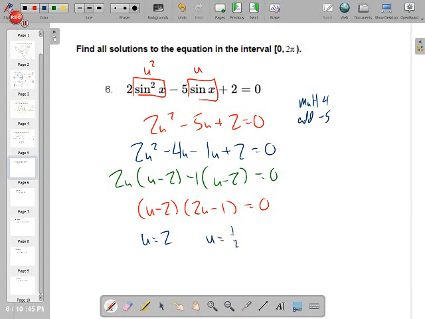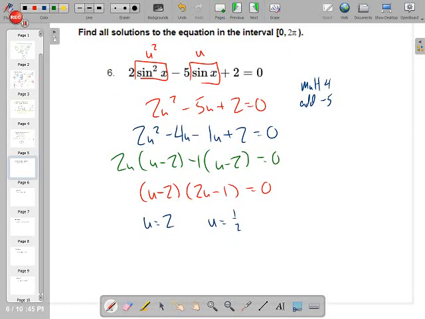Now we got to go back and say, wait a minute, I don't care what u is, I want to know what sine of x is. So this is a substitution, and I need to know when the sine of x is 2, or I need to know when the sine of x is 1/2. So I'm like, when is sine 2? On the unit circle, when is sine 2? Wait a minute, it's a 1 unit circle. That never happens. Sine is never 2 on the unit circle.